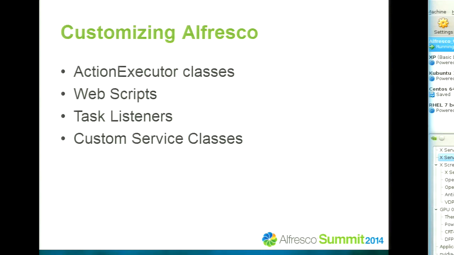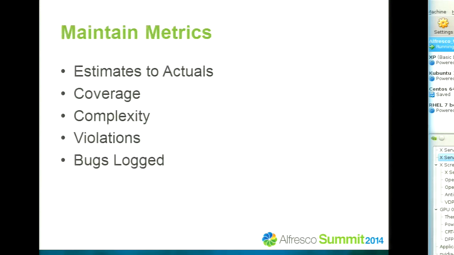In terms of Alfresco, every action executor class you write, every web script you write, should have one single purpose, just one responsibility. By doing this, you'll keep your code tighter, and it'll also be more modular. You'll be able to plug and play it easier. You'll be able to make it more reusable. Task listeners in the workflow, same thing. You don't have to have just one task listener that has all the code in it. You could have multiple task listeners and have all those different responsibilities separated out and easily modular.